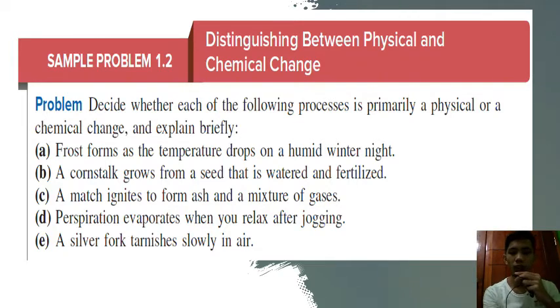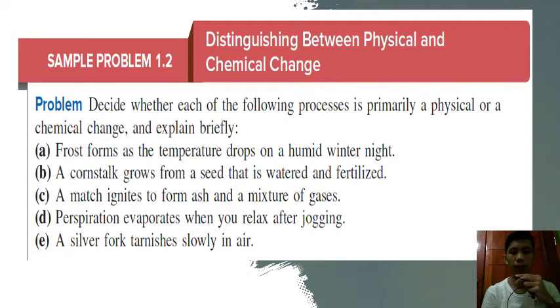Letter B, a cornstalk grows from a seed that is watered and fertilized. A seed growing involves chemical change. The seed uses water, substances from air, fertilizer in soil, and energy from sunlight to make complex changes in composition. Letter C, a match ignites to form ash and a mixture of gas. The match burning is a chemical change. The combustible substances in the match head are converted into other substances.